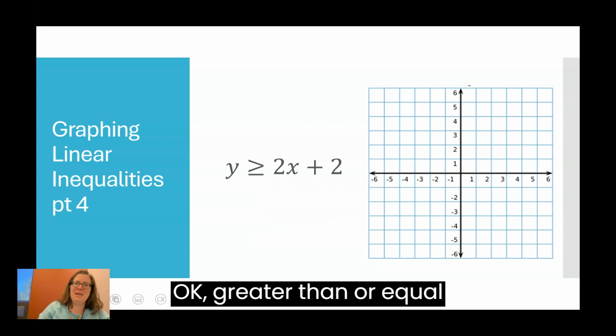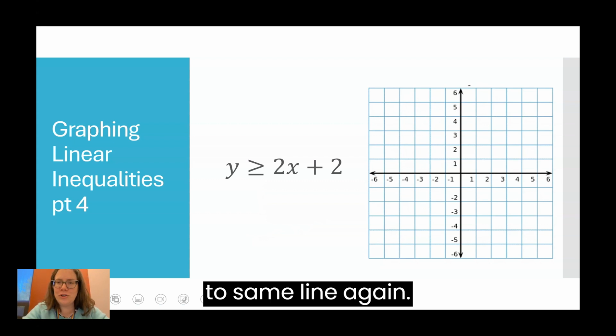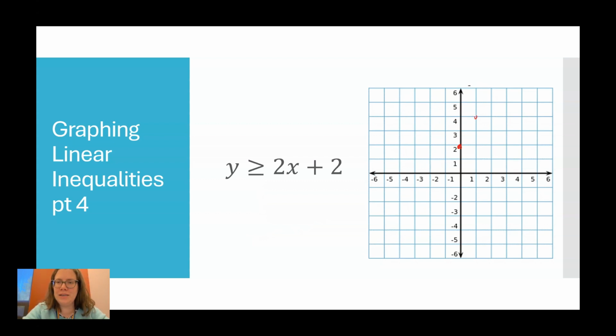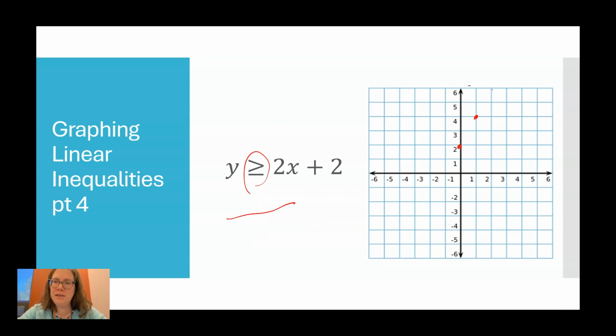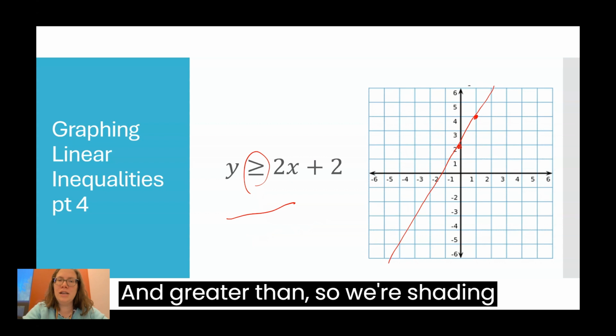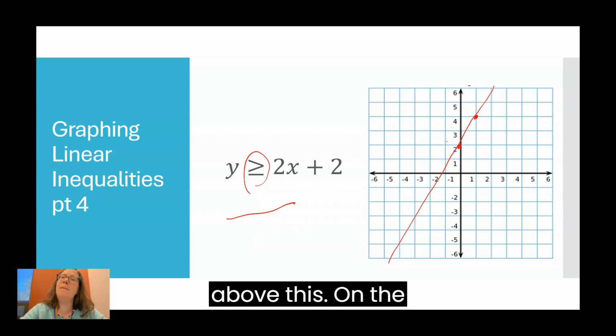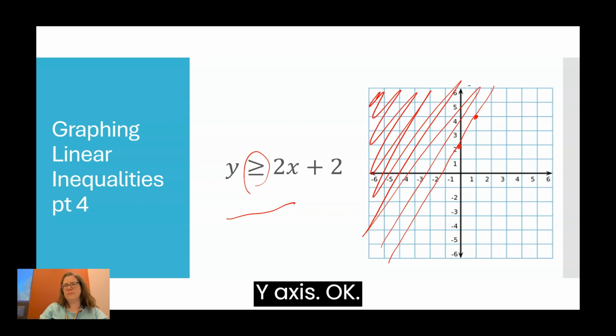Okay. Greater than or equal to, same line again. That one, since it's or equal to, we get a solid line. And greater than, so we're shading above this on the y-axis. Okay.